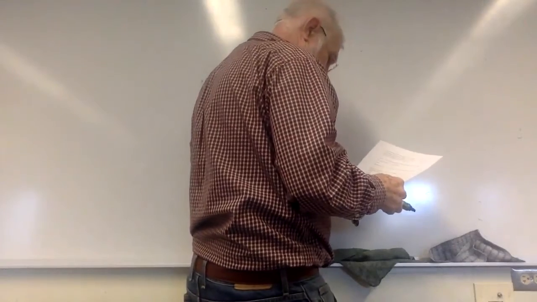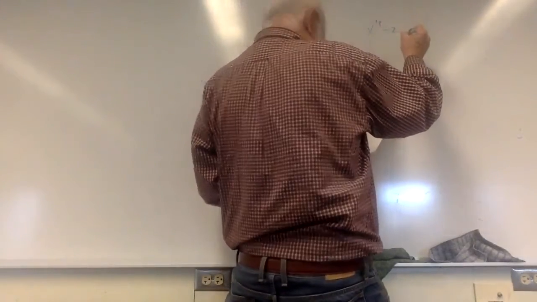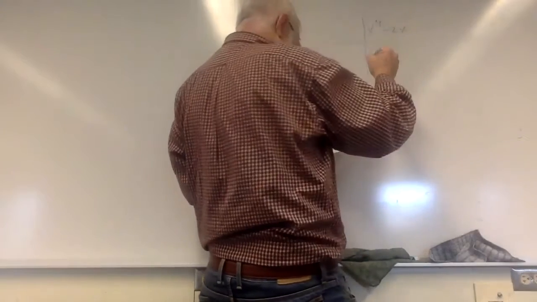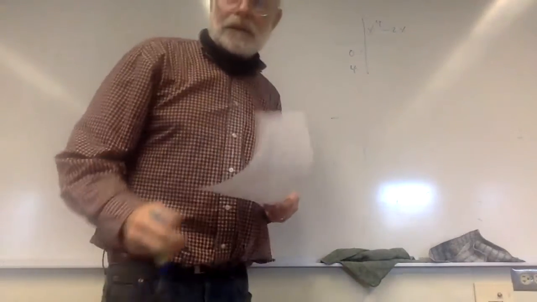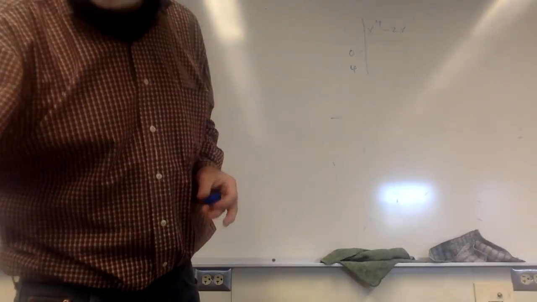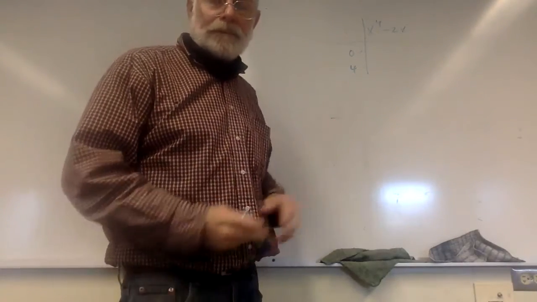All right. Average rate of change. X to the 4th minus 2x. We're going to go from 0 to 4. A lot of you got this wrong on the last test. I got news for you. You want to pass this course, don't get it wrong again. This is Algebra 1. Okay, average rate of change.